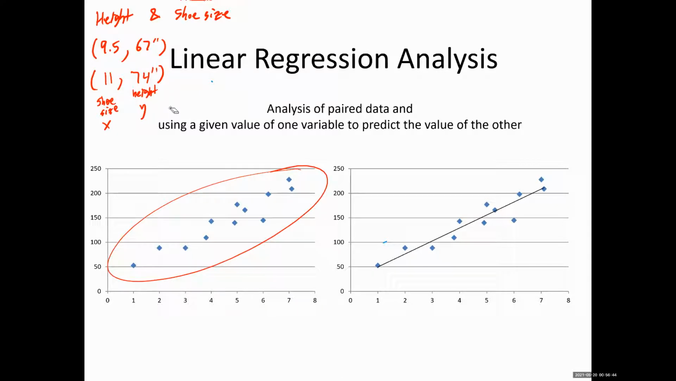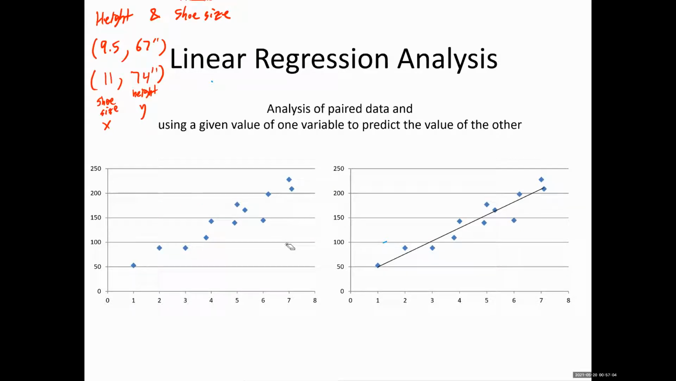Pretend in this example that we want to predict the person's height. They tell us their shoe size and we want to predict the height. If we wanted to predict the shoe size, if someone says, here's how tall I am, guess my shoe size, then I would make shoe size the y coordinate. Okay, just so you know. Whatever we're trying to predict, we make the y coordinate.